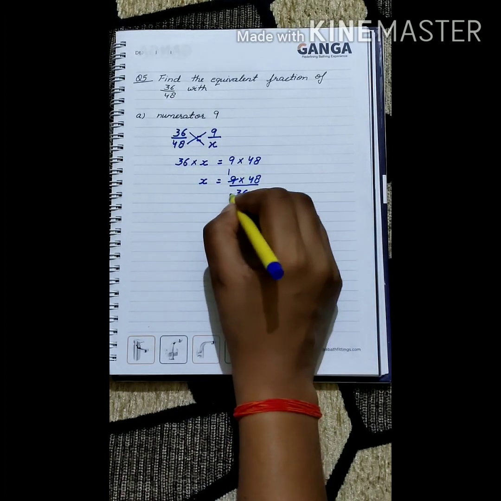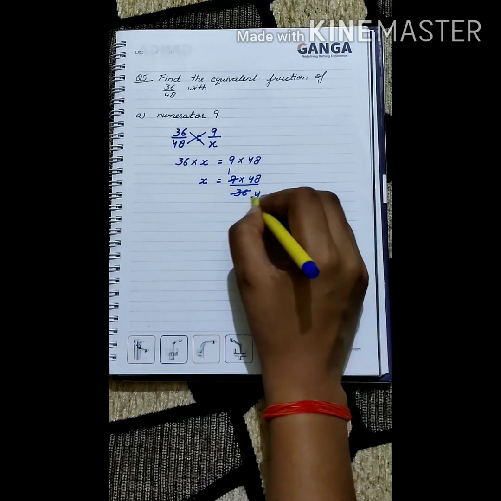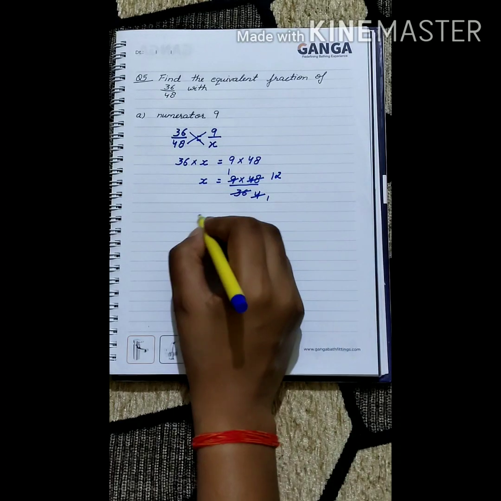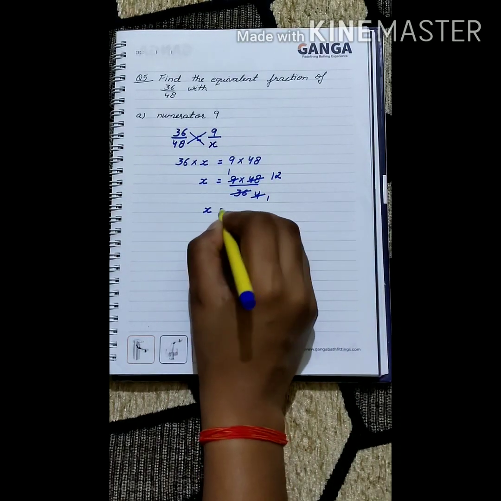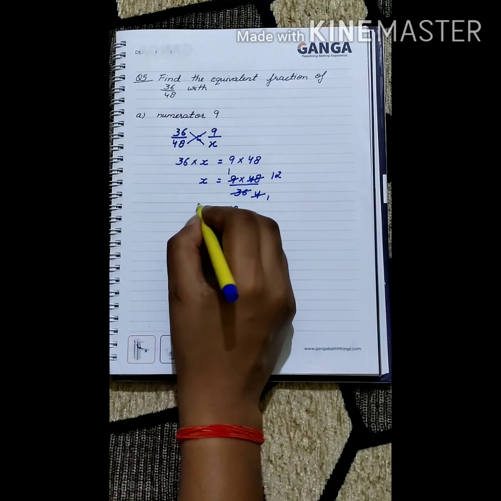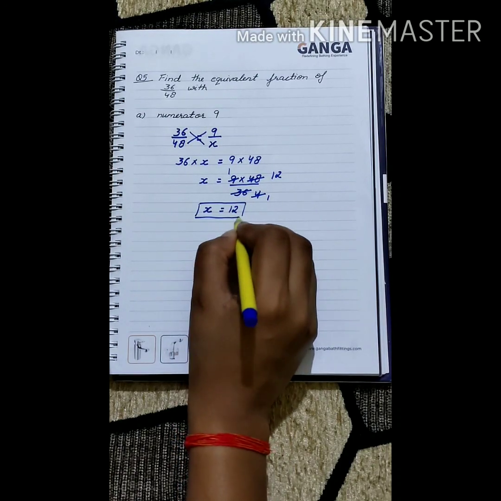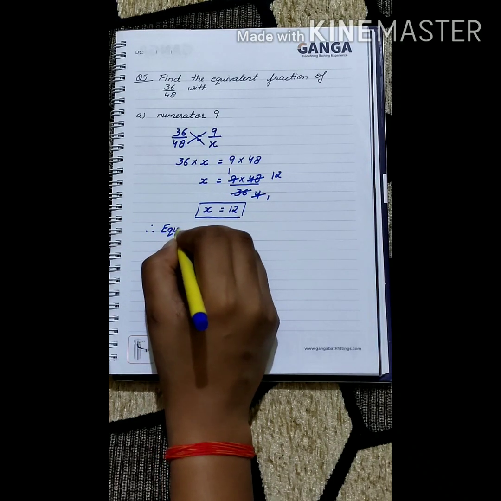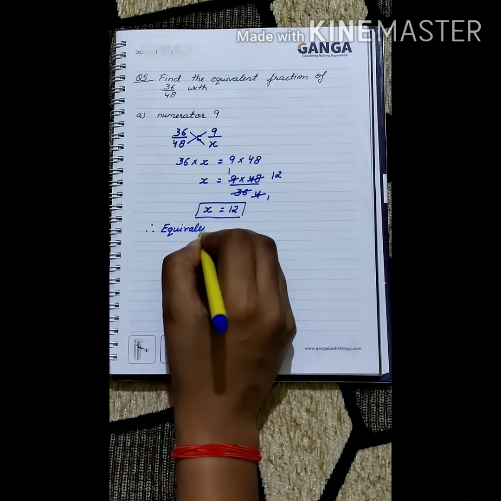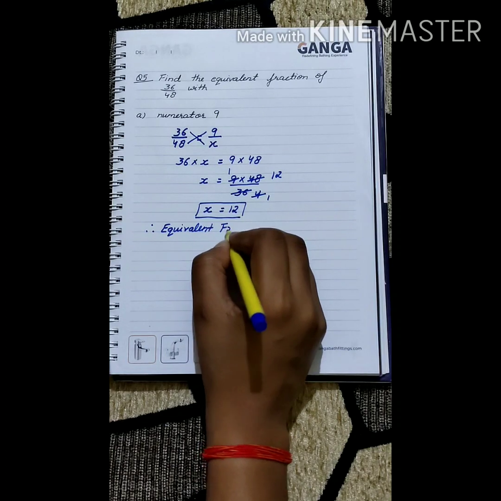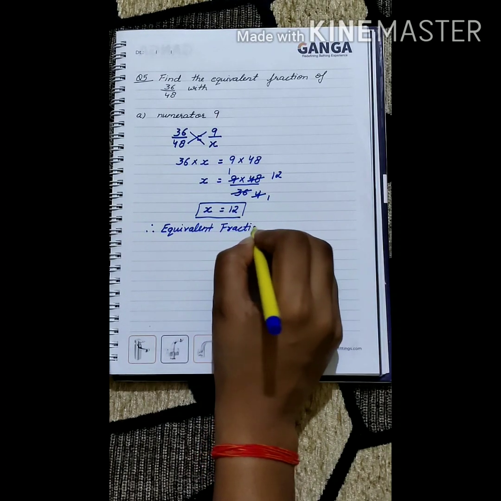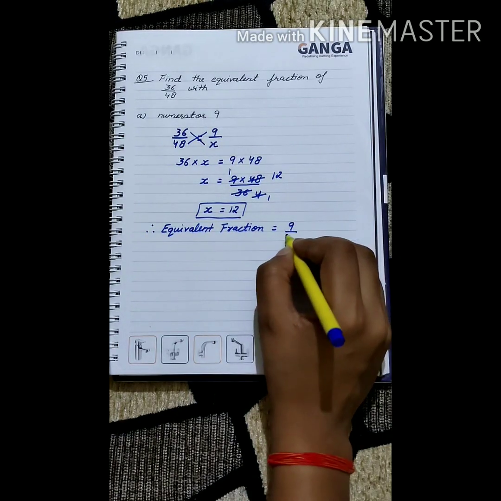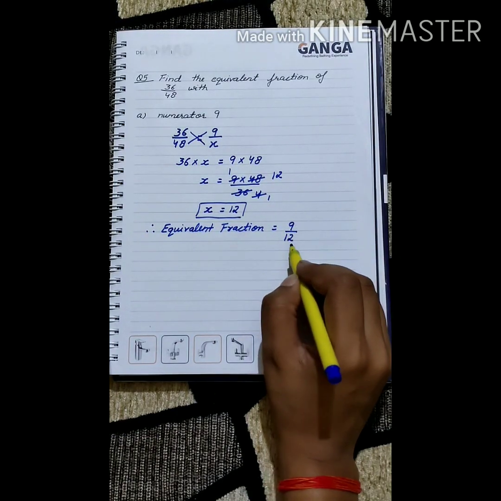9 ones are 9, 9 fours are 36, 4 ones are 4, and 4 ones are 4, 4 twos are 8. After simplification, we will get x is equals to 12. But we have to find the equivalent fraction. Therefore, equivalent fraction is equals to, numerator is 9 and denominator is 12. So answer will be 9 upon 12.